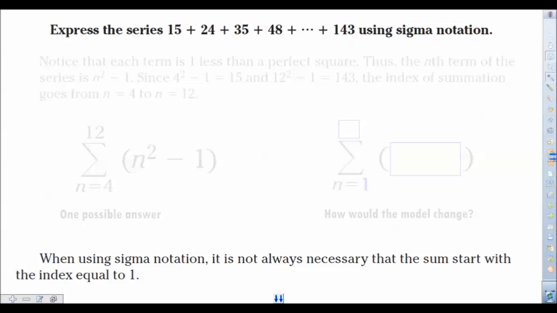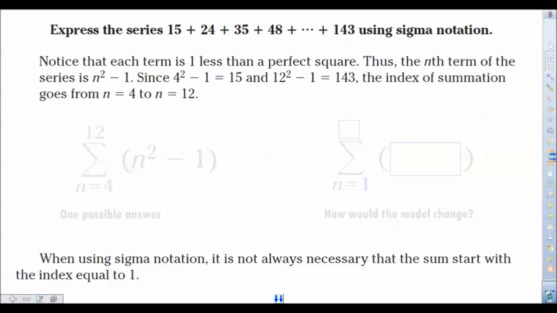This one here uses perfect squares, but kind of uses it in a little bit of a different pattern. Do you recognize that pattern? Notice that each term is 1 less than a perfect square. Notice that the first term is 16 minus 1. Second term, 25 minus 1. 36 minus 1. 49 minus 1. All the way up to 144 minus 1. So what we can get out of that is this general rule right here of n squared minus 1.